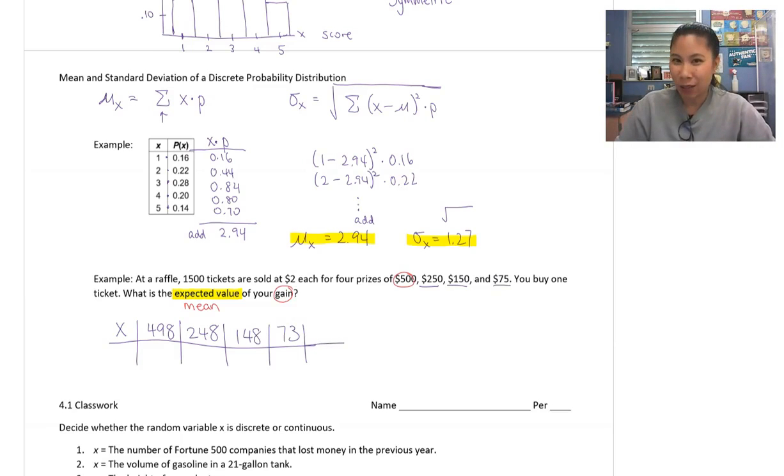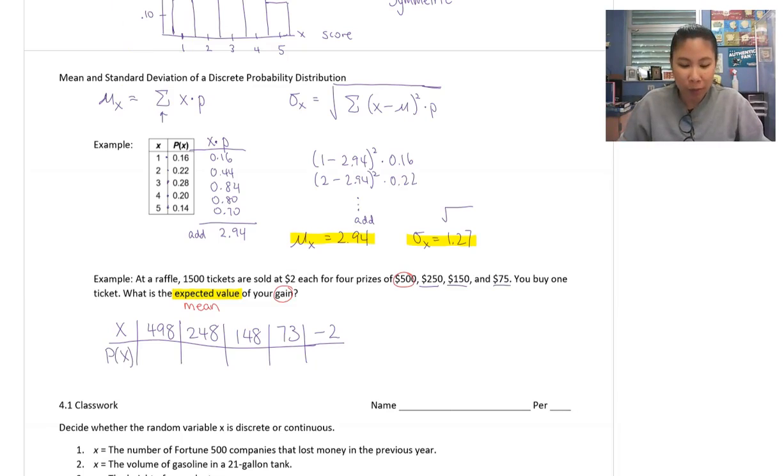The last possible outcome is if I didn't win at all. Very sad, I know. If you don't win at all, you've basically lost $2. So we're going to write that as -2 because you didn't win anything. It's not a positive amount if you lose money. Okay, then we need to calculate the probabilities for each of these outcomes.